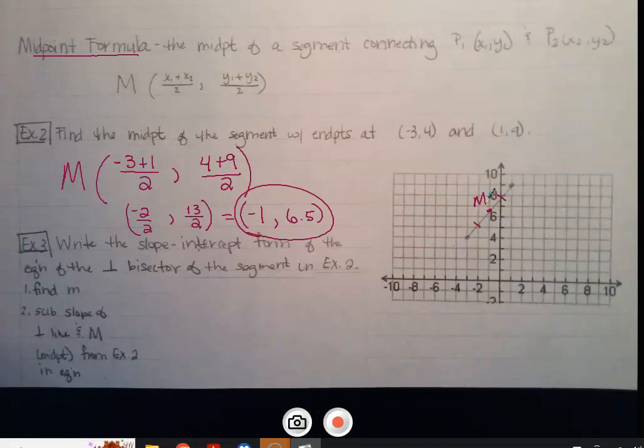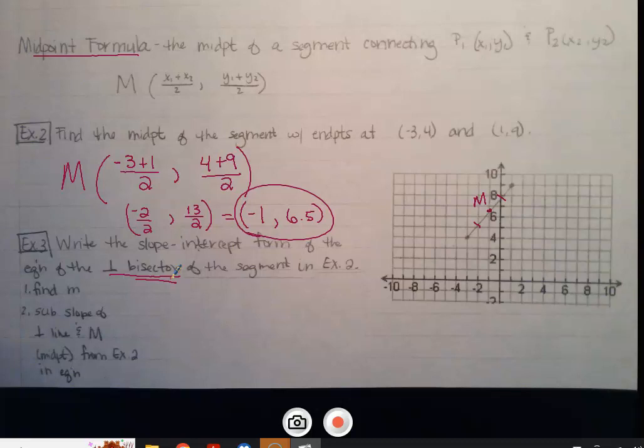All right, so 3. Write the slope-intercept form of the equation of the perpendicular bisector of the segment in example 2. Okay, so here's the thing. What is a perpendicular? What's a bisector? It cuts it in half, intersects it in the middle. Intersects it in the middle. So we needed to know the midpoint so we could have a bisector.